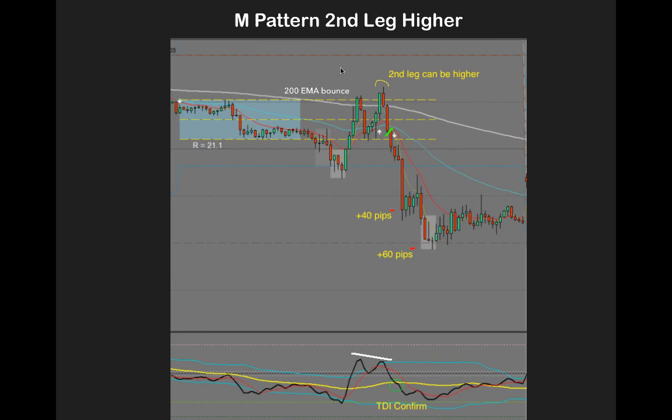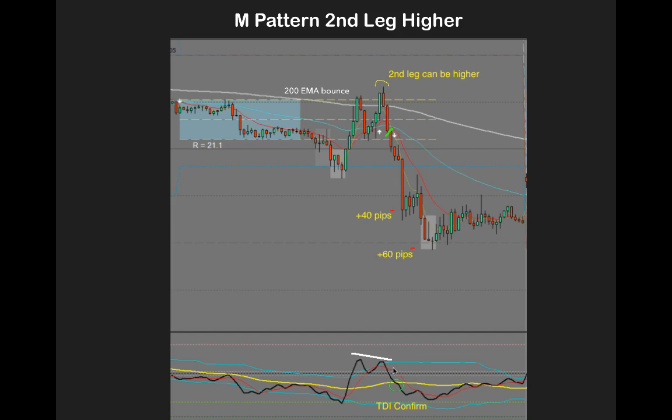So we have an M pattern and the second leg is higher. Sometimes the second leg is higher, but like I said, what I want to show you guys is being able to see the divergence on the charts. So take a look at the TDI here. We have this peak being higher than the second peak, right? And we have a kind of slope downward, but on the chart you're going to see it go up, right? See this? So the second leg can be higher in this case.